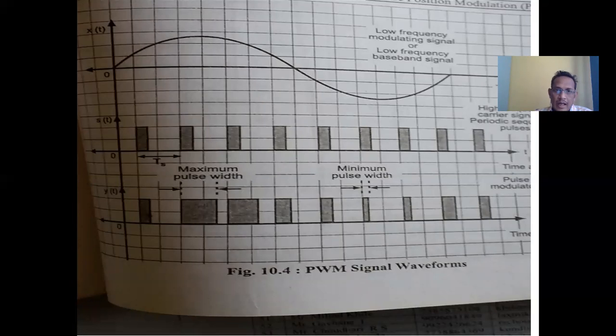This concept is similar to frequency modulation. If you recall, in case of frequency modulation, maximum amplitude generates the maximum frequency deviation, while minimum amplitude generates a minimum frequency deviation. While in case of pulse width modulation, maximum amplitude gives maximum width, and minimum amplitude gives minimum width. So this is the basic difference between pulse width modulation and frequency modulation.